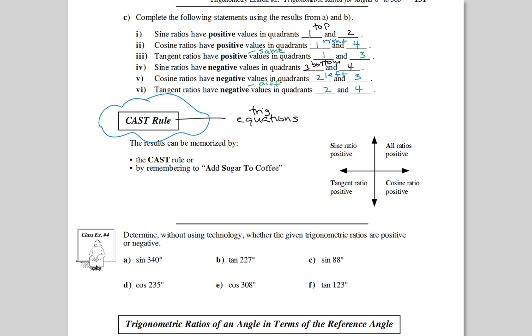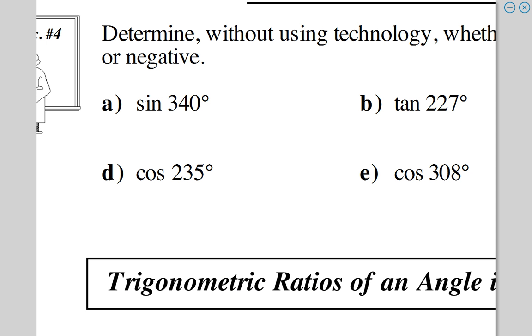Okay, class example 4: determine without technology, so without your calculator, whether the ratios are positive or negative. So sine 340, where's that? Quad 4. So sine 340 is negative, less than 0. And if your calculator is in degree mode, hit sine 340 and see what happens. Comes out negative? Yeah.